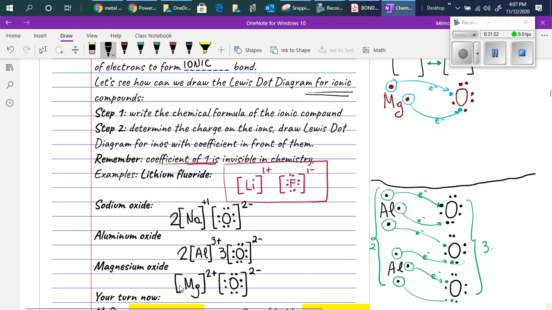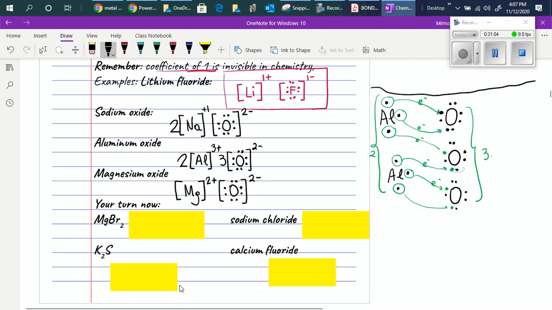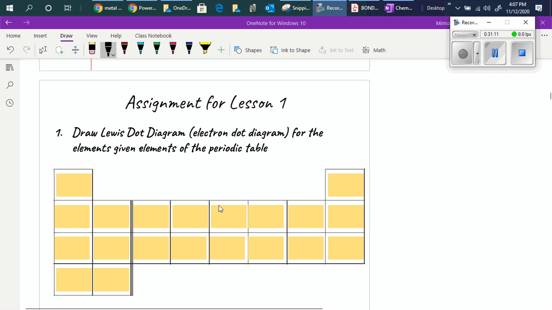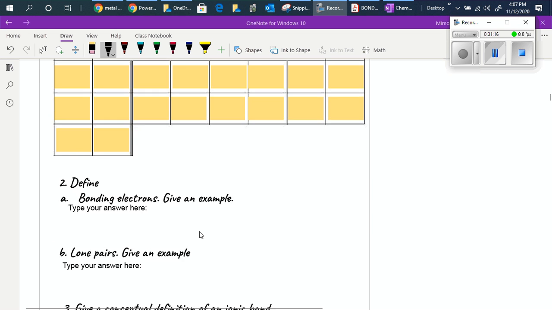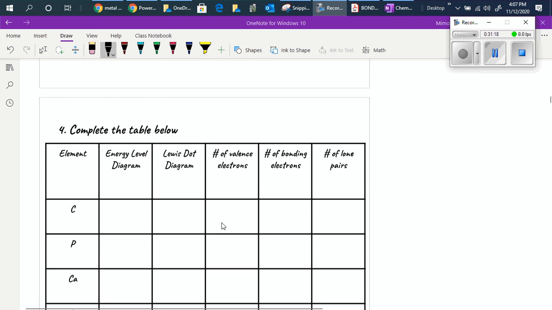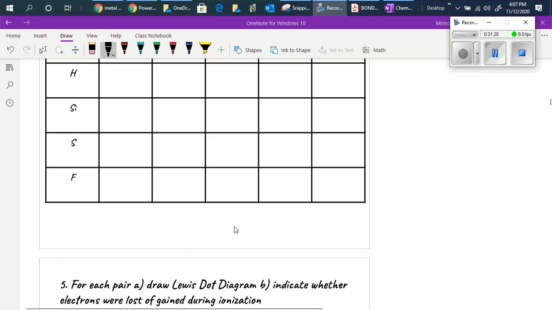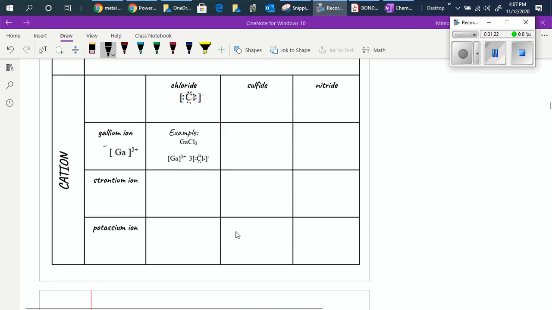Okay, so this is now your turn to work on those questions, and we can do them together in class. After we complete them in class, you can work on assignment 1 and complete the whole thing here.